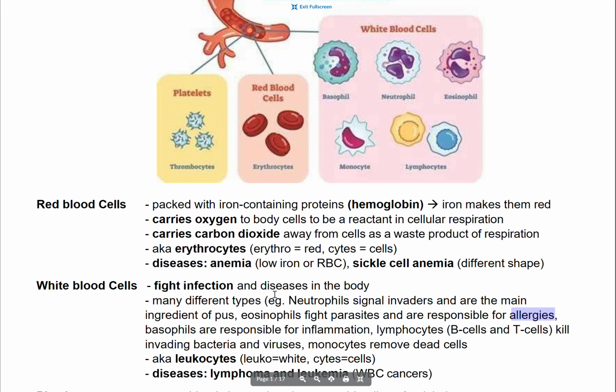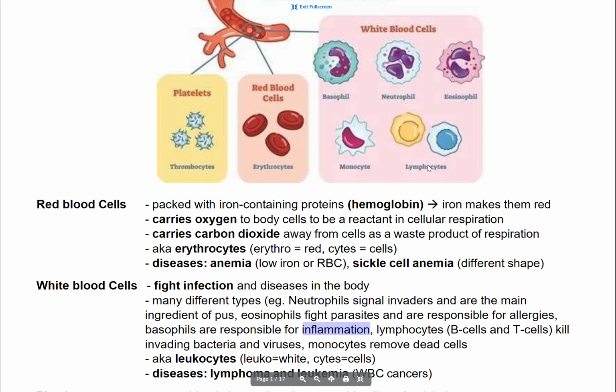Basophils, which are the first one, they're responsible for inflammation. So when you get a cut or a burn, or you get an infection and it causes swelling, right? Anything where your body is swollen, that's sort of basophils in action. And of course, the swelling of the cells is something that will sometimes kill off invaders.